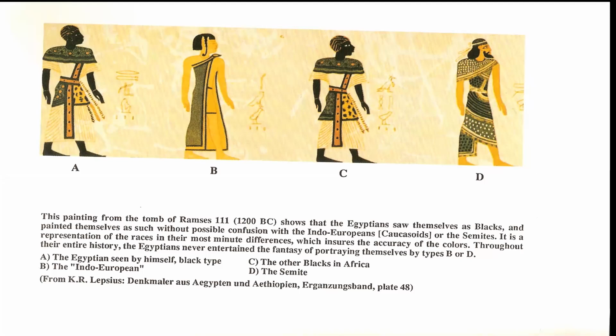So this was taken from the tombs of Ramses III. This is the 20th dynasty, and the Egyptians are A, B are the Indo-Europeans, C are other Africans, and D are your Semitic types. But if you look closely, you'll notice the Egyptians see themselves as the rest of Africans. So if the Egyptians saw themselves as dark-skinned people or black people, why is it that Egyptologists have a problem in accepting how the Egyptians describe themselves?